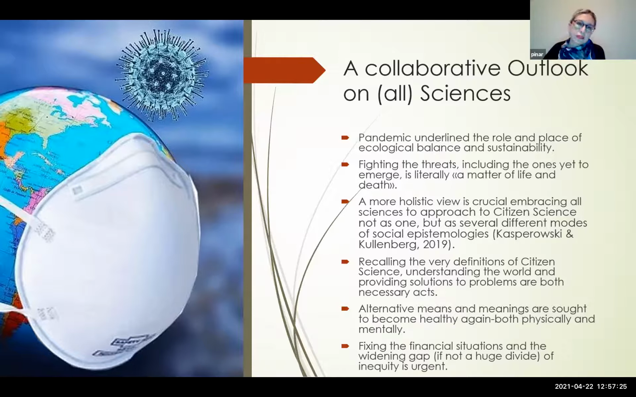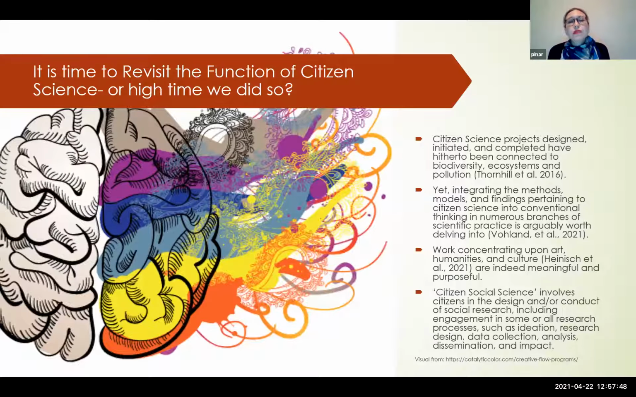But taking a holistic view is very important because it's not just understanding or trying to address health issues. It is important to understand society, even humanity as a whole. So there are some societal issues, social problems, and we need to have a broader perspective. So it is important to revisit the role and function of citizen science and make it citizen social science where and when possible.